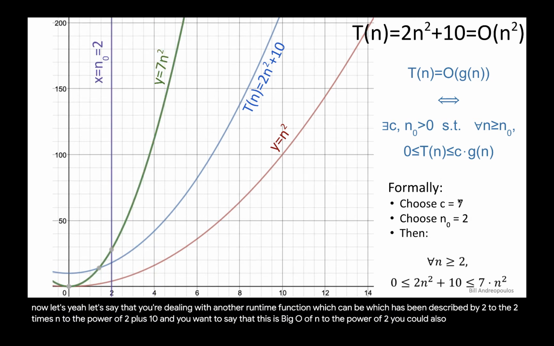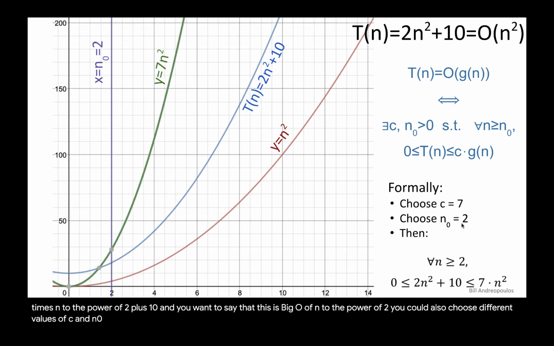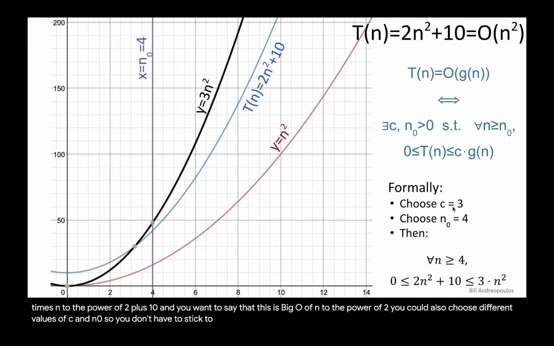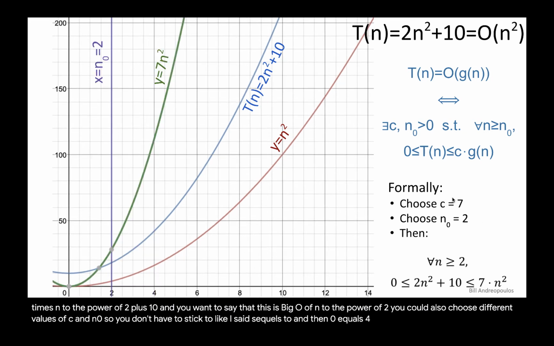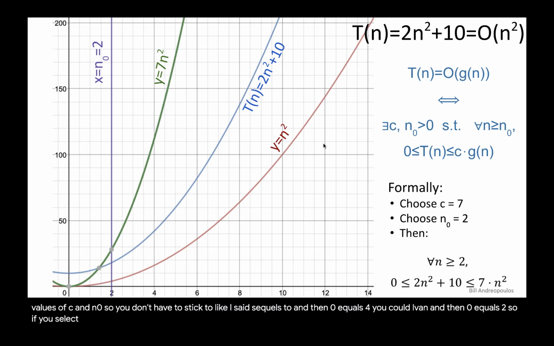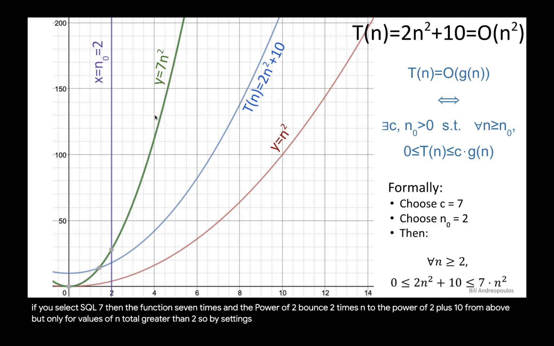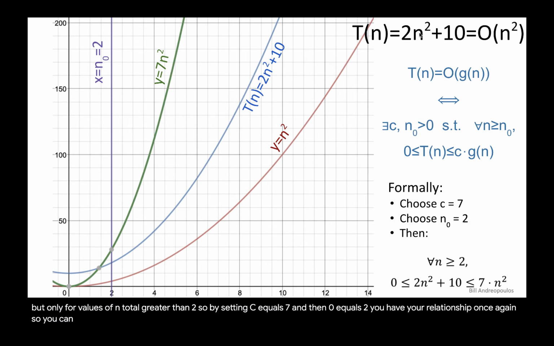You could also choose different values of c and n0, so you don't have to stick to, like I said, c equals 3 and n0 equals 4. You could select c equals 7 and n0 equals 2. If you select c equals 7, then the function 7 times n to the power of 2 bounds 2 times n to the power of 2 plus 10 from above, but only for values of n that are greater than 2. So by setting c equals 7 and n0 equals 2, you have your relationship once again. So you can describe this runtime function as big O of n to the power of 2.